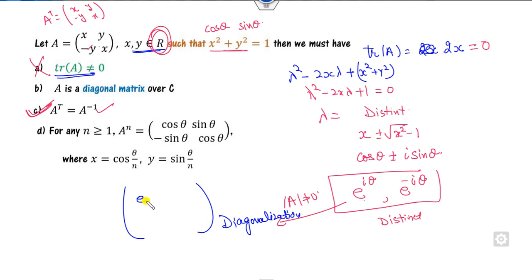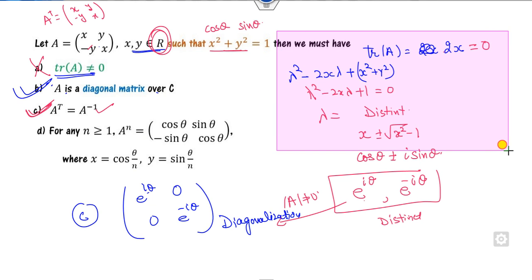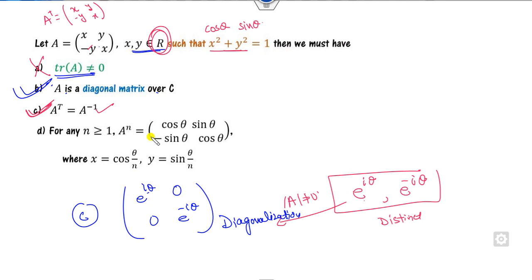So I can write this matrix like so. This is the diagonal matrix over the complex field. Now look at the last option, whether it is correct or wrong. Firstly you can take n as 1. So if n is 1, x is cos theta, y is sin theta. So this is x, y, minus y, x. It's satisfied. What is my A square?